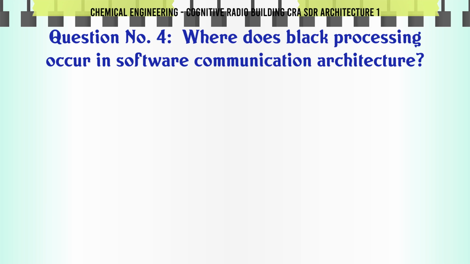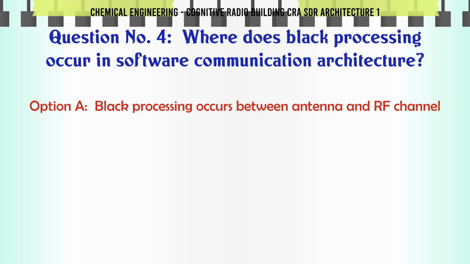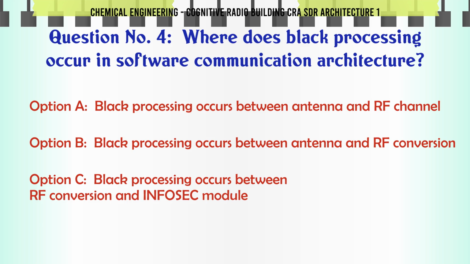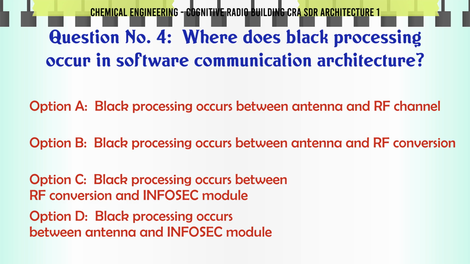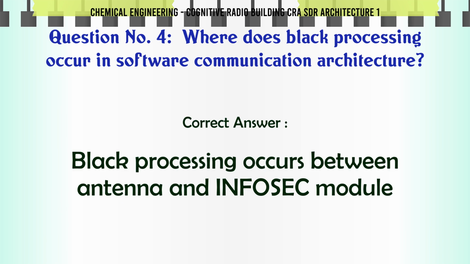Where does black processing occur in software communication architecture? A. Black processing occurs between antenna and RF channel. B. Black processing occurs between antenna and RF conversion. C. Black processing occurs between RF conversion and InfoSec module. D. Black processing occurs between antenna and InfoSec module. The correct answer is black processing occurs between antenna and InfoSec module.